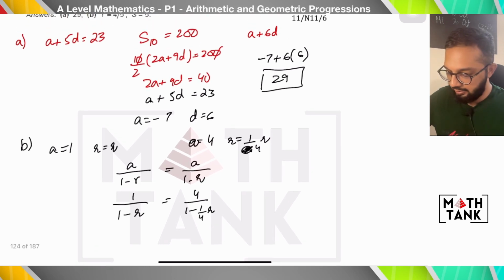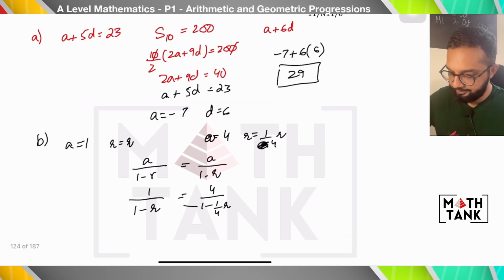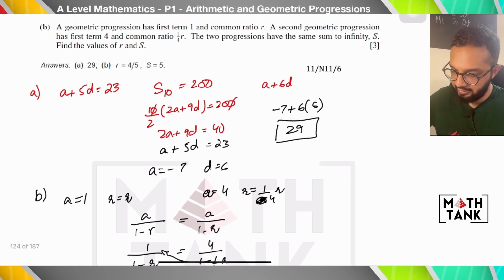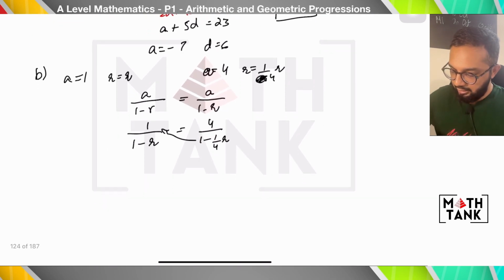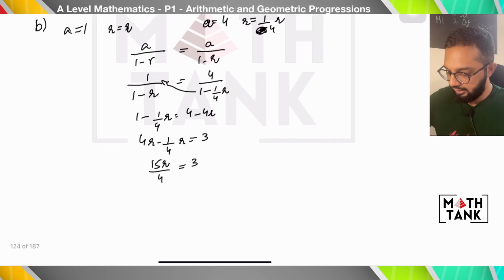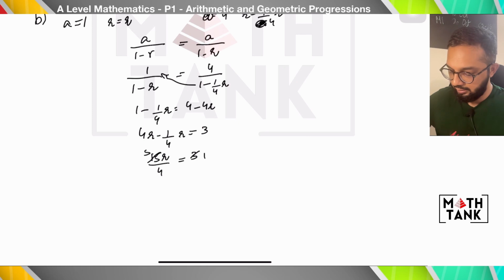Okay, then I will cross multiply. I want to find the values of r and S. S is the sum to infinity. So 1 minus 1/4r equals 4 minus 4r. Gathering the similar terms together, 4 minus 1 is 3. That gives me 15r over 4 equals 3. r is 4 over 5, which is 0.8.